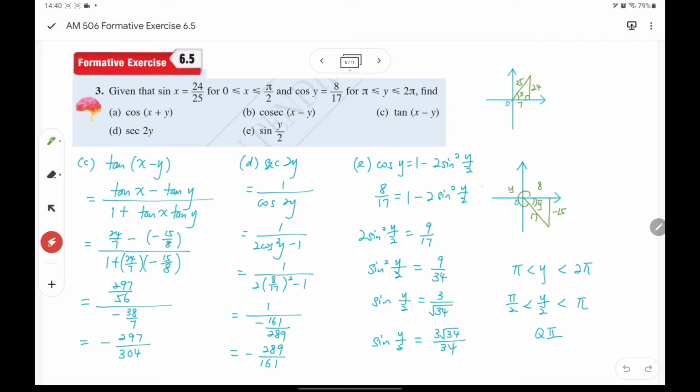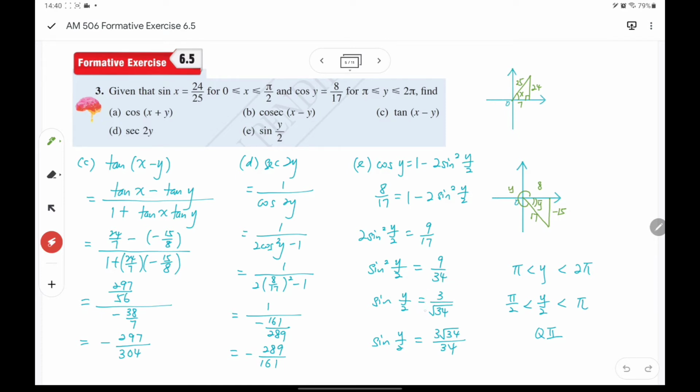So we have 2 sine square of y over 2 equals 1 minus 8 over 17, which is 9 over 17. So now we get sine square of y over 2 equals 9 over 34. If we want to take away the square, we need a square root. And if we put the square root on the right, then we will have plus minus in front.